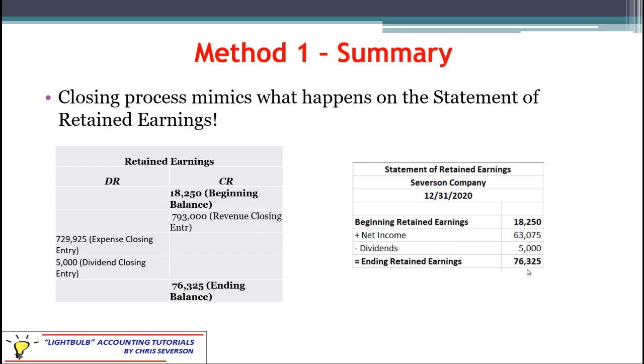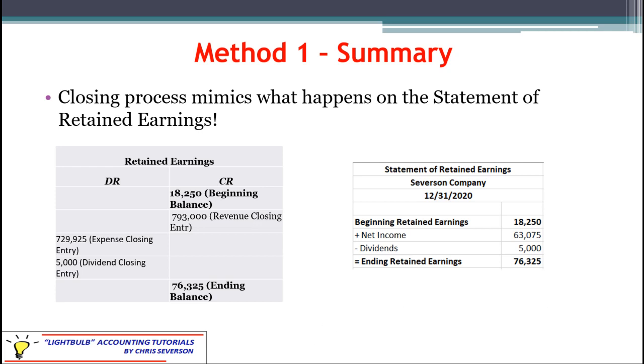And if you go back to financial statements and how they flow, remember the income statement is first, then that moves over to the statement of retained earnings, and the ending balance of retained earnings moves over to the balance sheet. So that's how this is all coming together now.